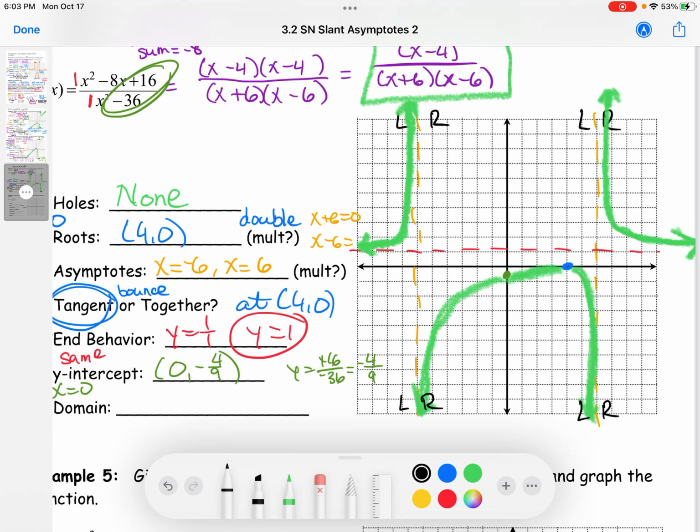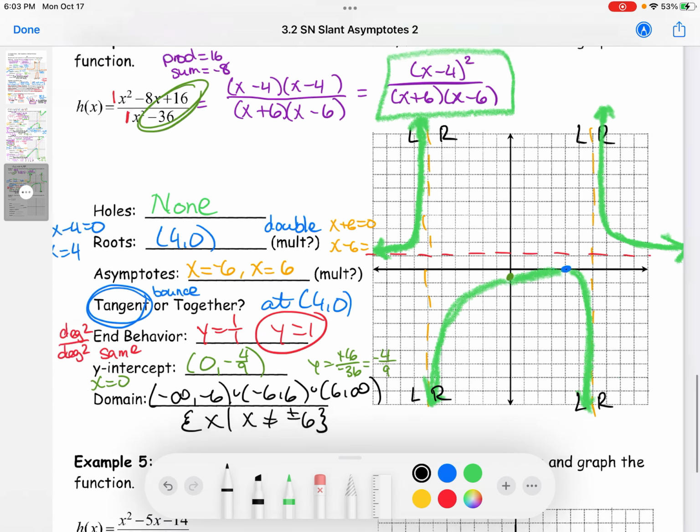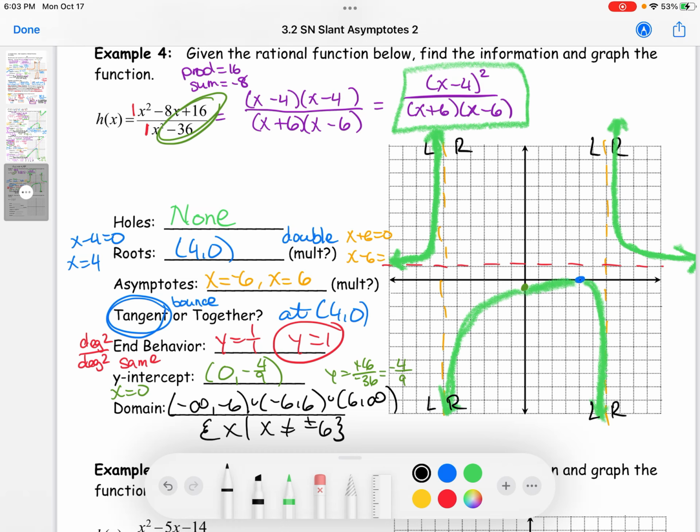Its domain is only going to be broken up at the vertical asymptotes. So it will be from negative infinity to negative 6, from negative 6 to positive 6, and from 6 to infinity. In set notation, x such that x cannot equal plus or minus 6. If you wanted to list the plus 6 and minus 6 separately, you can, or you can use the plus-minus symbol. So there is example 4.